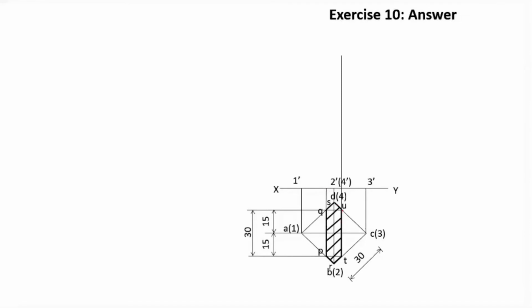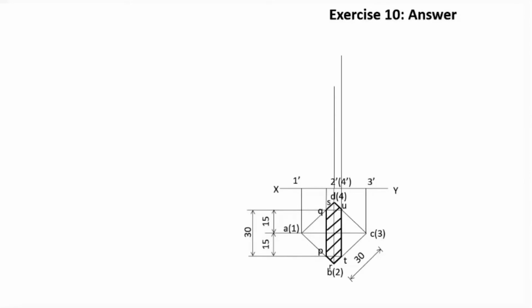We know that the points T and U will be somewhere in this line. We don't know where it is because the height of the prism is unknown to us. We don't know the height of the prism. That we have to find out. But we know that the points T and U will be somewhere in this line.